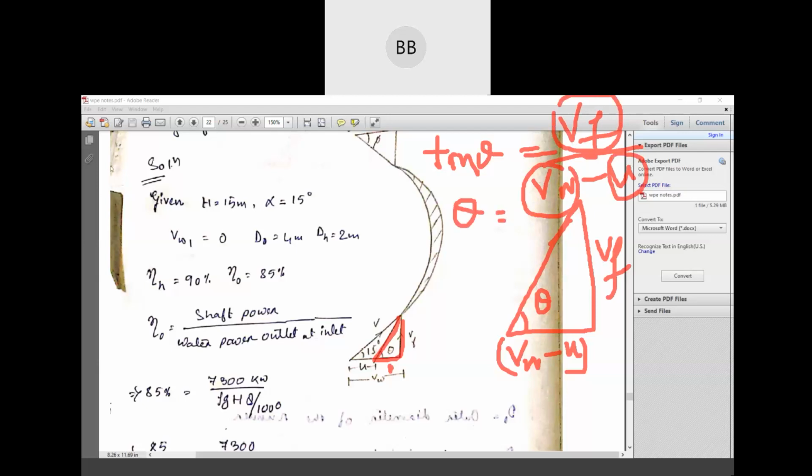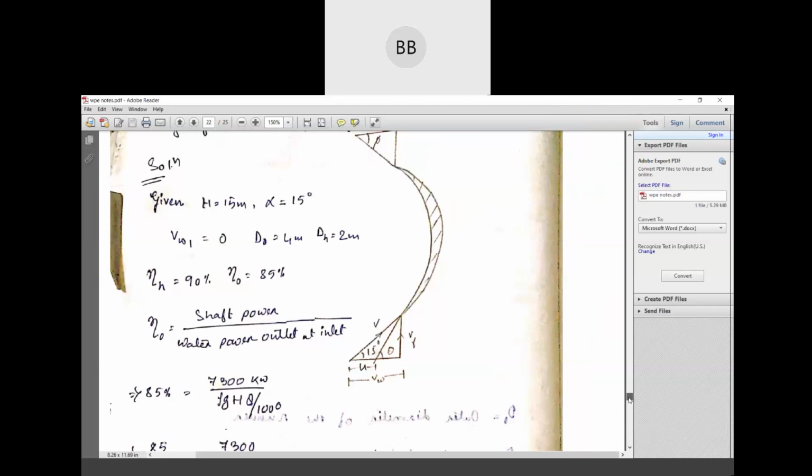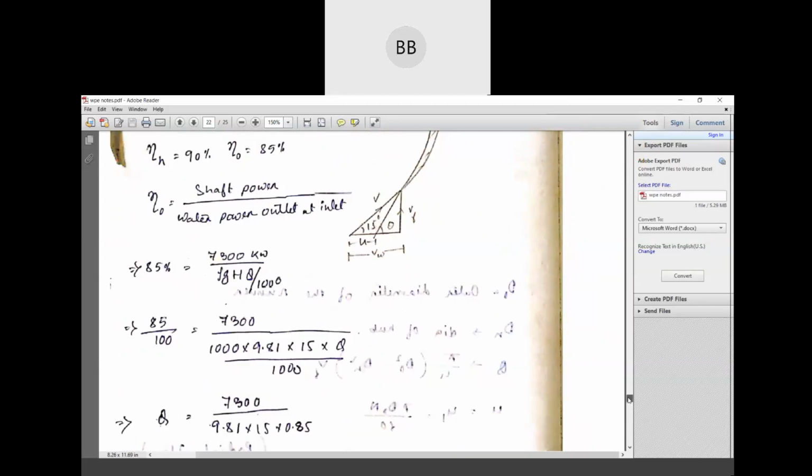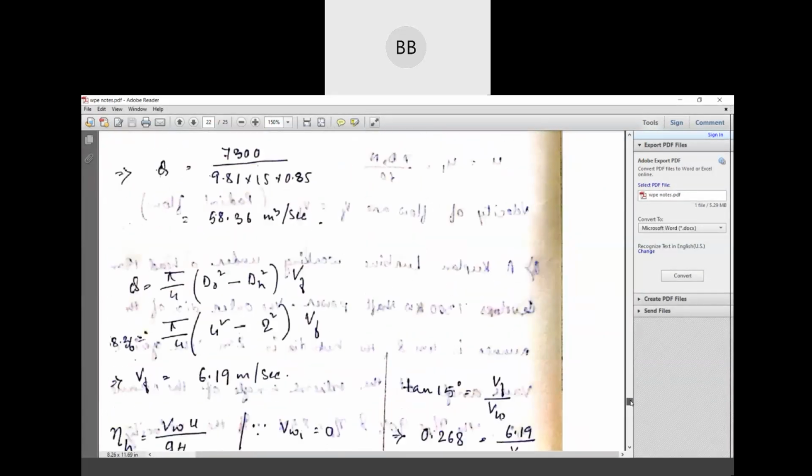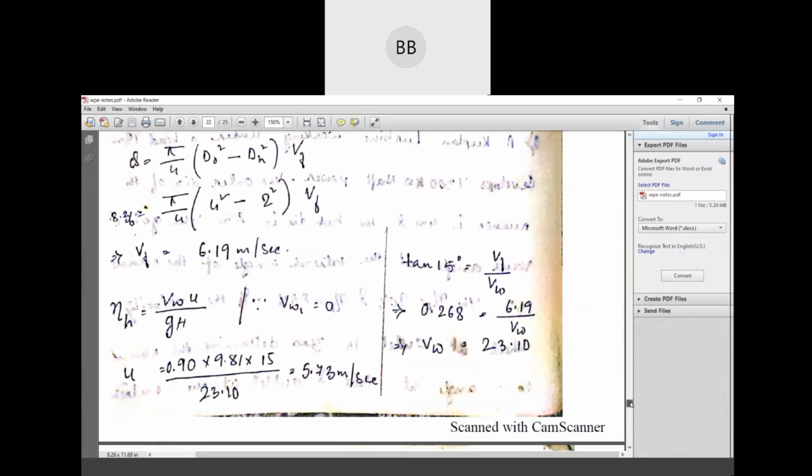So that is why first we calculated the discharge value, then we use the discharge equation and find out the Vf value. Using the discharge equation we find the Vf value, that is 6.19 meter per second.